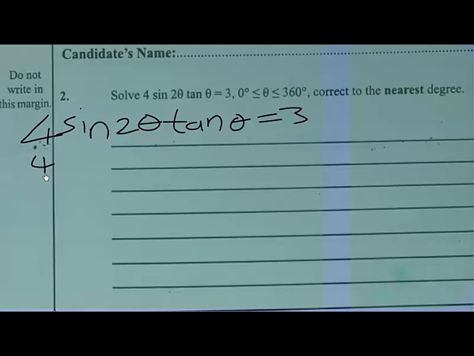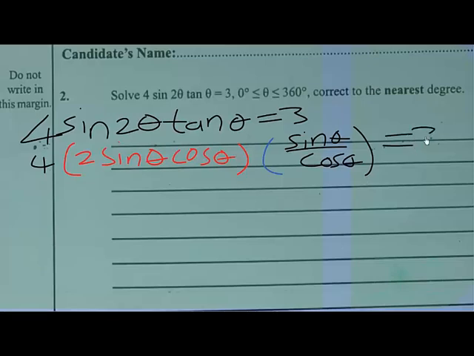So sine 2 theta is a double angle, so we simplify it. We rewrite it as 2 sine theta cos theta. Then again, tan theta, you write in terms of the basic trig ratios, sine theta and cos theta, which is sine theta over cos theta, is equal to 3. So what we do next is to simplify.